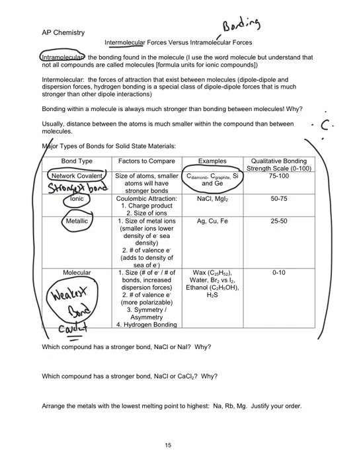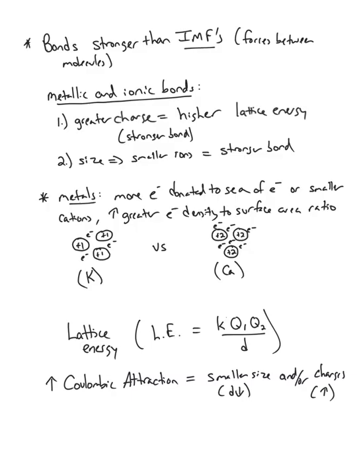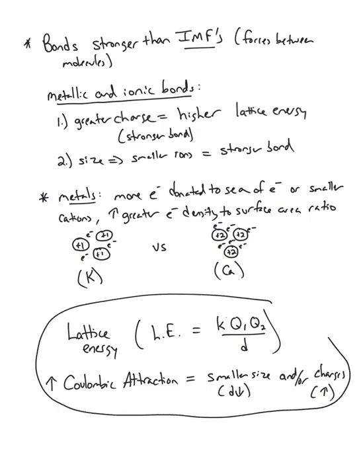Okay? Now, I'm going to review this table here. I just wrote this down, and you can get this from reading the previous page, so you don't have to rewrite this. But again, bonds are stronger than IMFs. In metallic and ionic bonds, we are primarily looking at Coulombic attraction. Lattice energy is, in essence, the amount of energy it takes to break the bond. So the higher the lattice energy, the stronger the bond.